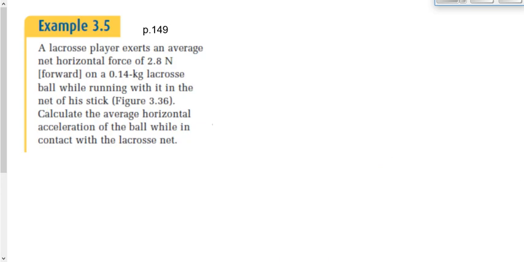All right, let's take a look at example 3.5 on page 149 of our book. It says, a lacrosse player exerts an average net horizontal force of 2.8 newtons. It says forwards, right? Didn't really need to say that because we always assume that the force is in the positive direction, or whatever vector is in the positive direction, until we're told otherwise. So at a 0.14 kilogram lacrosse ball while running with it in the net of his stick, what's the average horizontal acceleration of the ball while it's in contact with the lacrosse net?